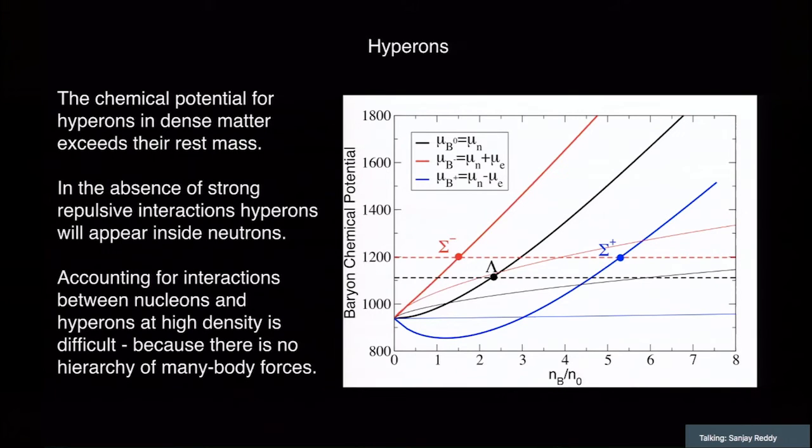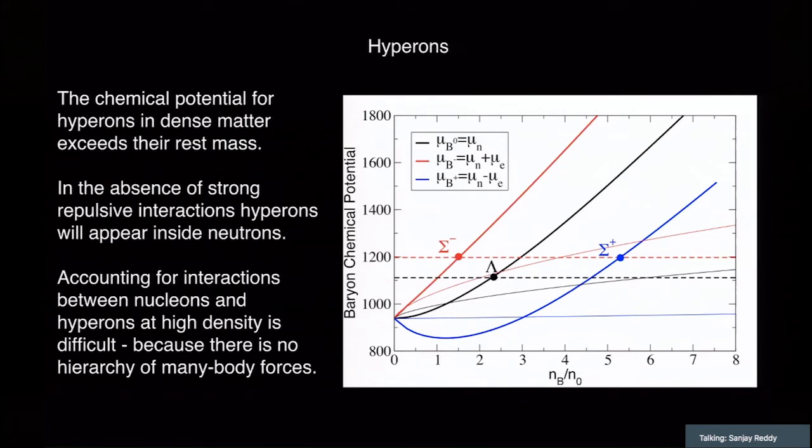So when you analyze the states of matter as a function of chemical potential, the threshold for the appearance of new particles is when the chemical potential exceeds the rest mass of the particle. So what's plotted in this figure is the baryon chemical potential as a function of density.